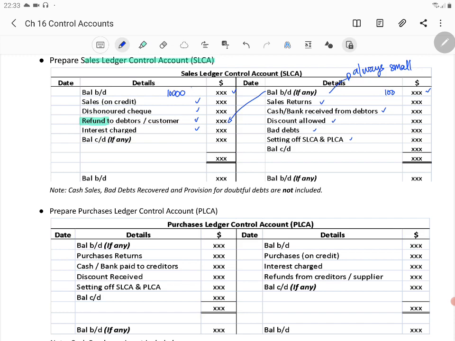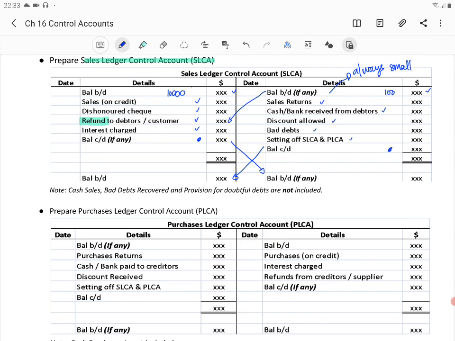Okay. Last step is to calculate balance CD. Now, there is a possibility that you will have two balances. Remember, SLCA can have two balances, debit and credit. So if you have an overpayment balance at the end of the period, then put the balance CD, if any, on the debit side, over here. Meanwhile, if you have a normal balance of TR, then it goes to the credit side, because it must be carried down to the next accounting period on the opposite side. So it looks like that.